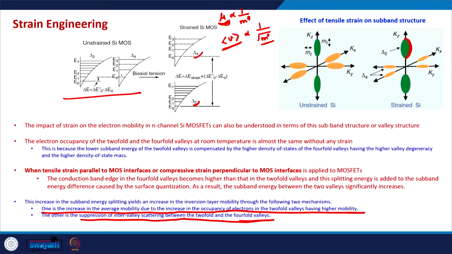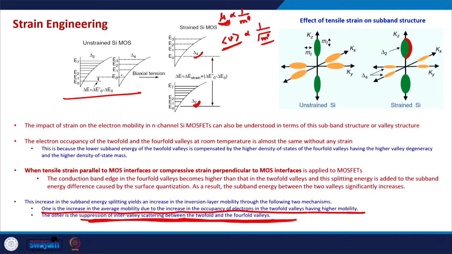Now, since the energy difference between the 4-fold and the 2-fold valleys is more, this inter-valley scattering is suppressed, and that is why the injection velocity of the electrons is now more, or the mobility of the electrons is more. So, there are two reasons that a tensile strain in xz direction works.